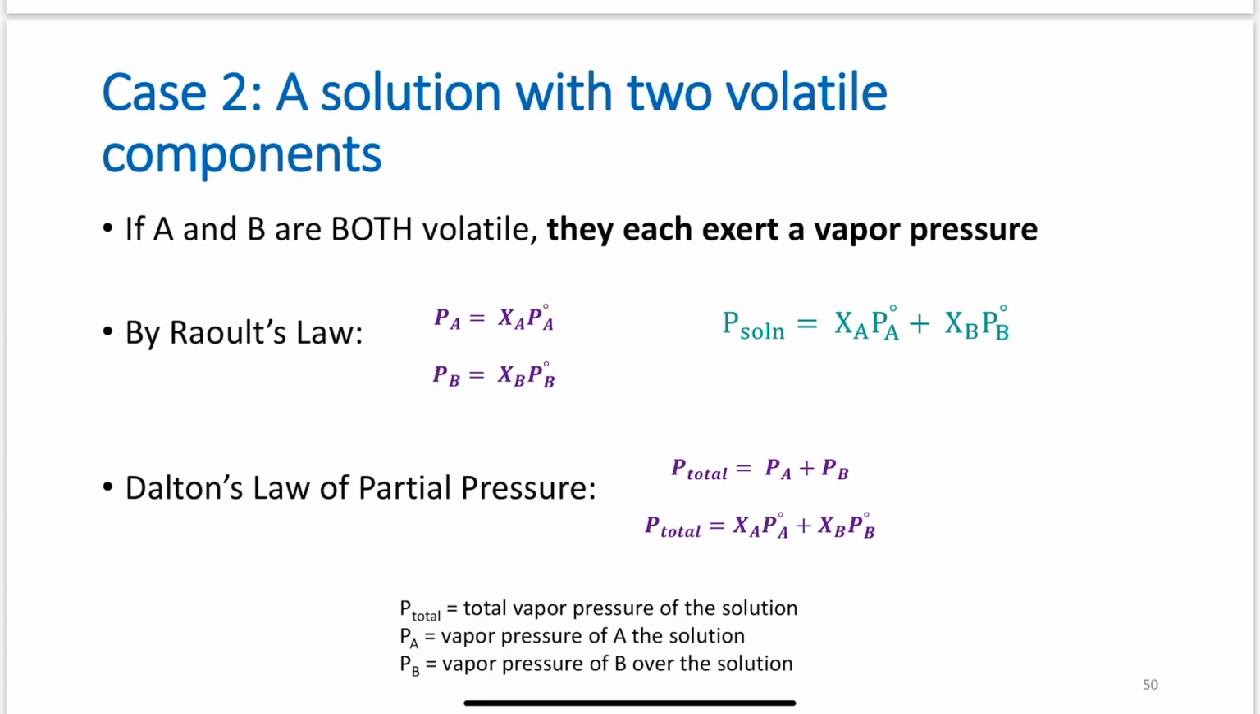So we can actually say, by Dalton's law of partial pressures, the total pressure of the system is equal to the individual pressures. What is the pressure due to just A? What is the pressure due to just B? The sum of those is the overall pressure of the system. So P total is the vapor pressure of your solution. P sub A is the vapor pressure from A in your solution, and P sub B is the vapor pressure of B over the solution.